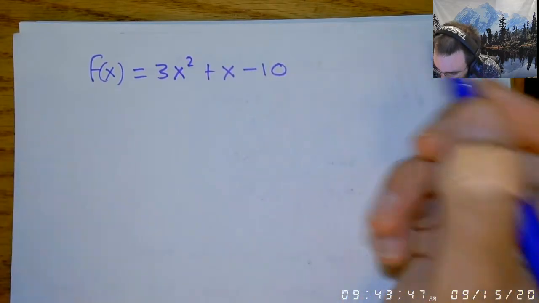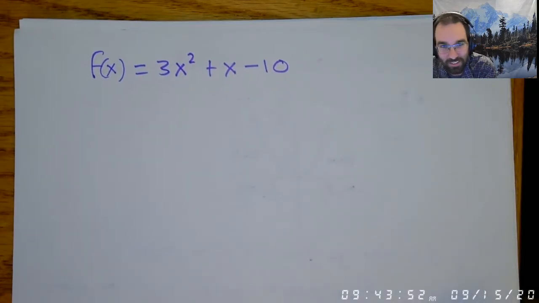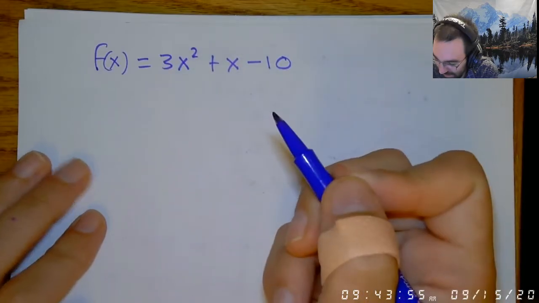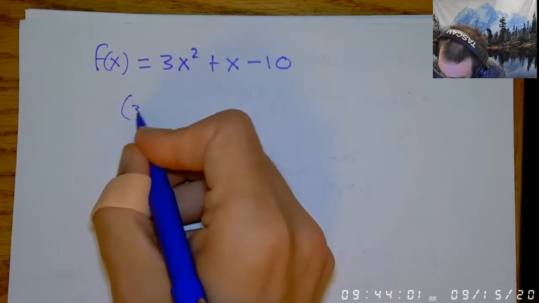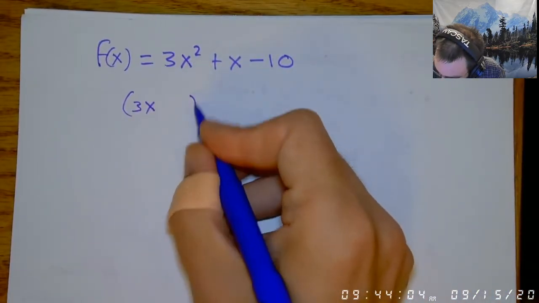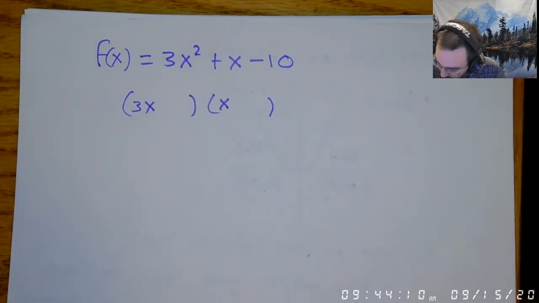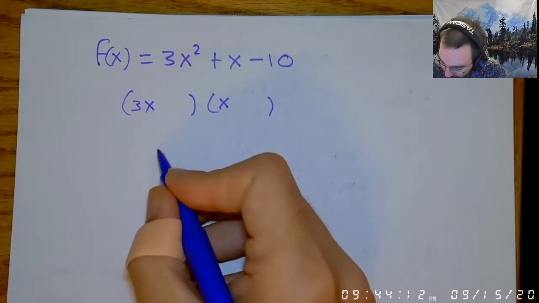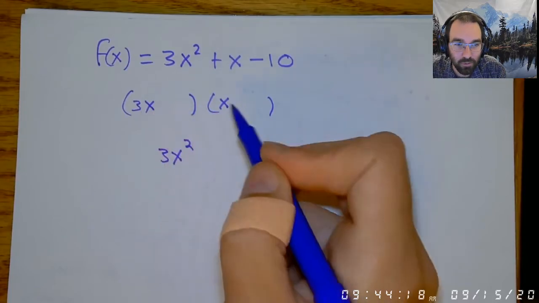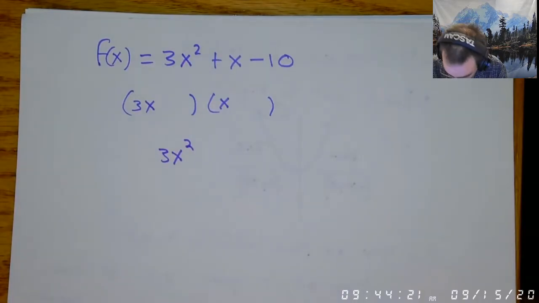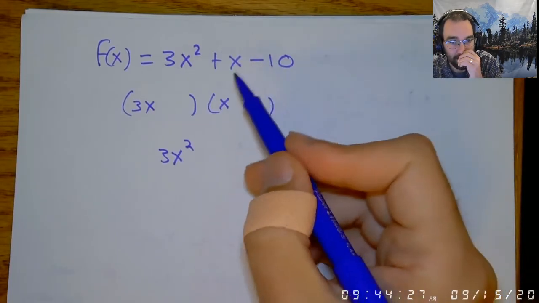Okay, so there's a lot of different ways that we can factor this. I tried using the box method, but I'm going to be real, I haven't used the box method in so long that I forget how to do it with an A term. But I do know that one of my terms is going to have a 3x in it, and the other has an x. Because 3x times x gives me my 3x squared term.